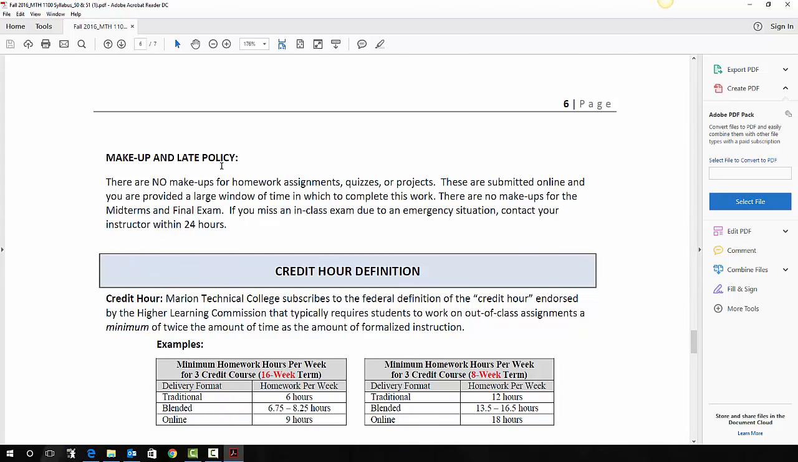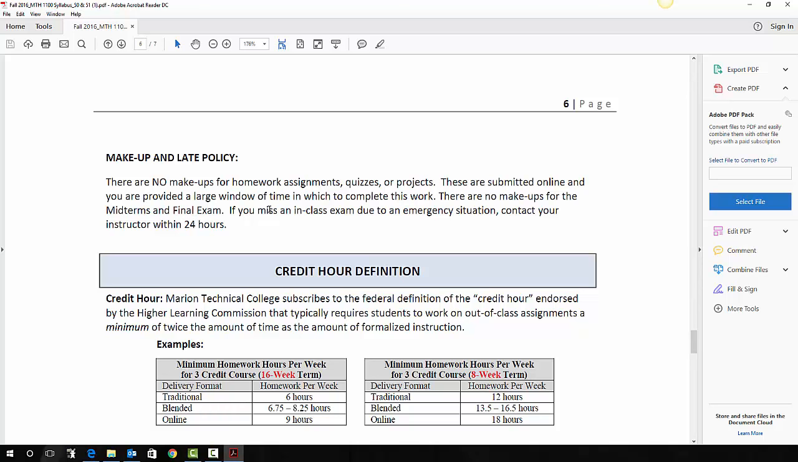So makeup and late policy. As I said, there's no makeups for homework, assignments, quizzes, or projects. These are submitted online. You're provided a large window of time in which to complete this work. And there are no makeups for the midterm and final exam.